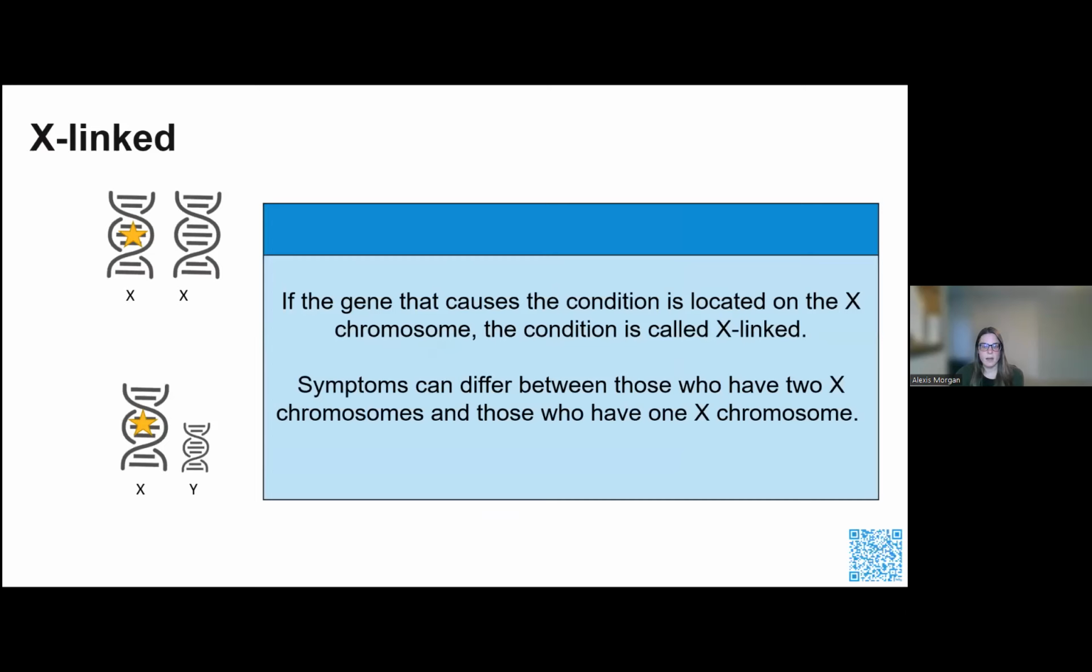X-linked is another common type of inheritance pattern you may see on reports. For X-linked conditions, that means the gene that causes the condition is located on the X sex chromosome. Symptoms in people who have variants on their X chromosome can differ between those who have 2 X chromosomes and those who only have 1 X chromosome. This was not an extensive list of inheritance patterns, and we do discuss other less common inheritance patterns again in our YouTube videos.